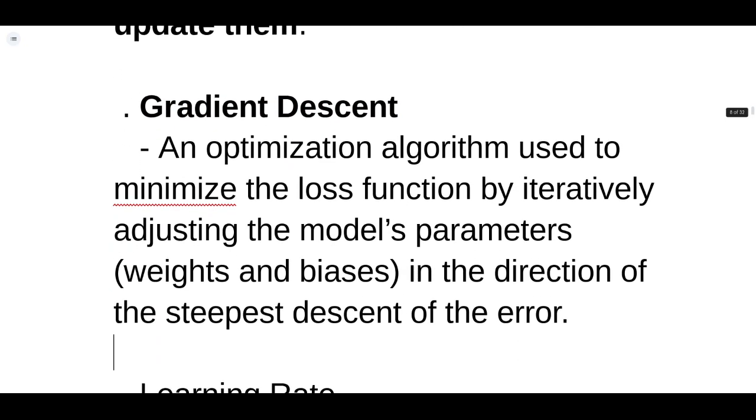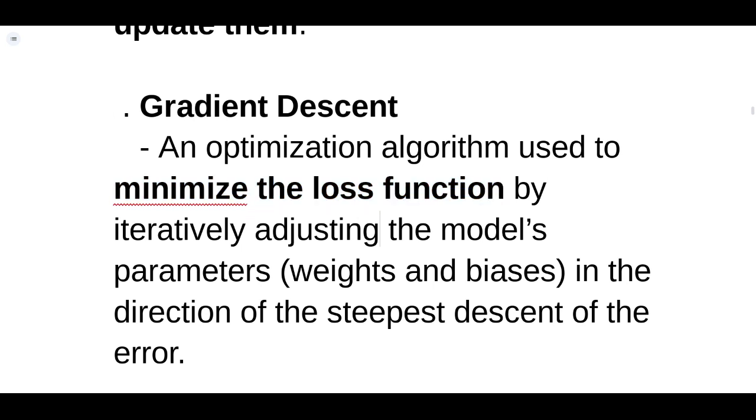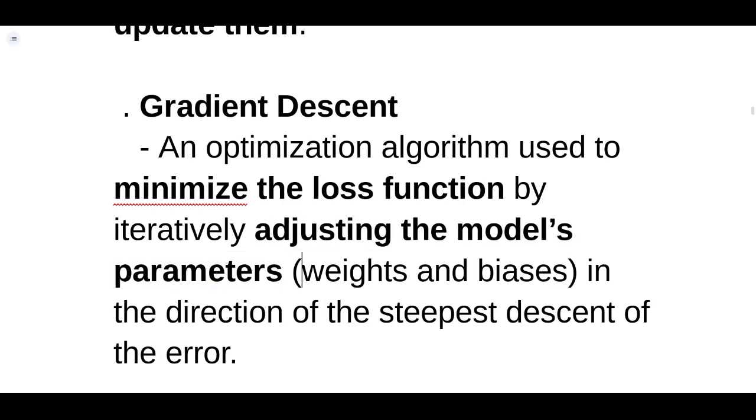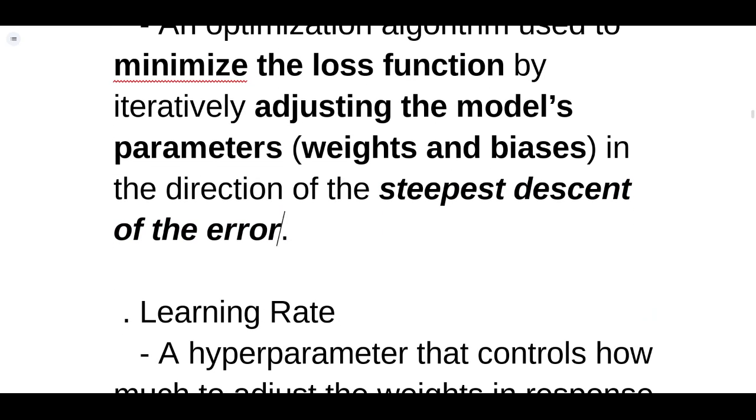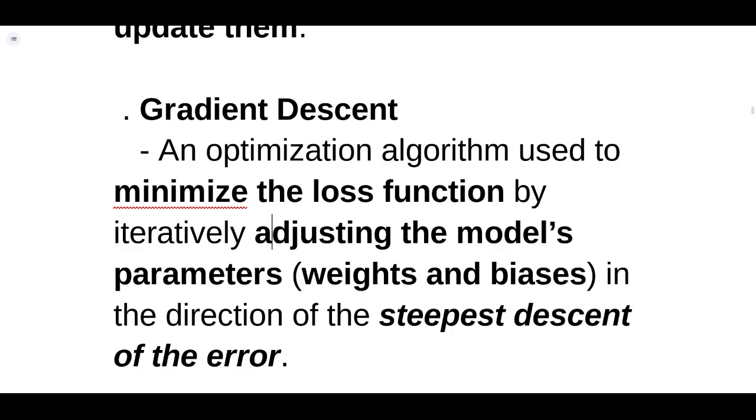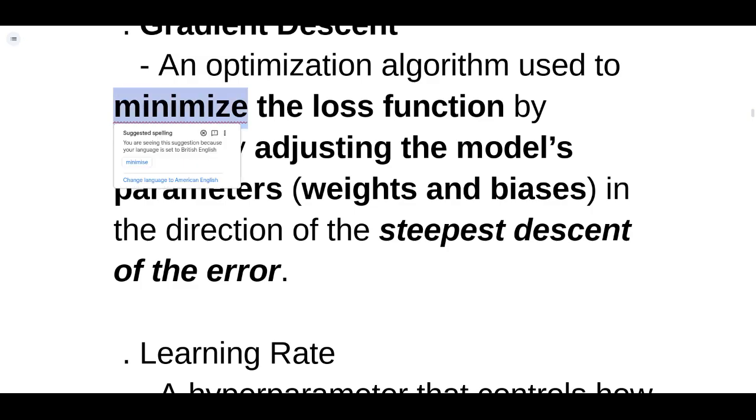Now, what is gradient descent? Gradient descent is an optimization algorithm used to minimize the loss function by iteratively adjusting the model's parameters, that is the weights and biases, in the direction of the steepest descent of the error, where the error is rapidly reducing. So it is minimizing the loss.